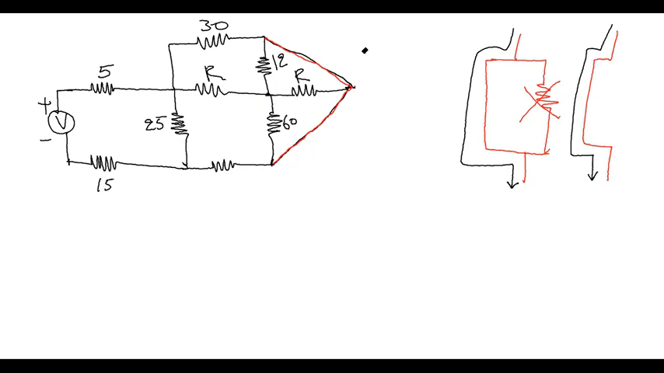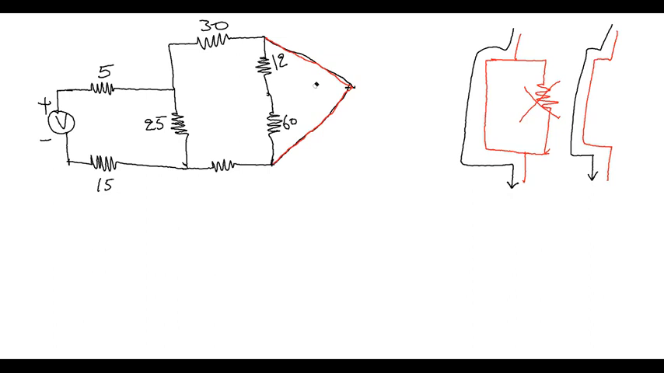Now, here what we see is, of course, we're given that R is infinity, right? So R is infinity means it's an open circuit. So this resistor is an open circuit. So we don't have any resistor. So this is also an open circuit. We don't have any resistance. Now, of course, the circuit is more simplified than what we were given.